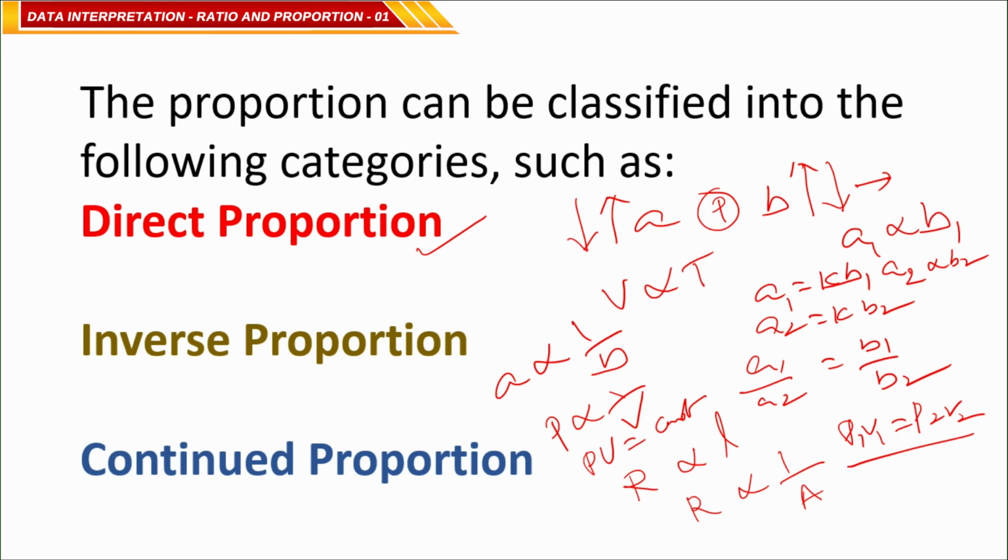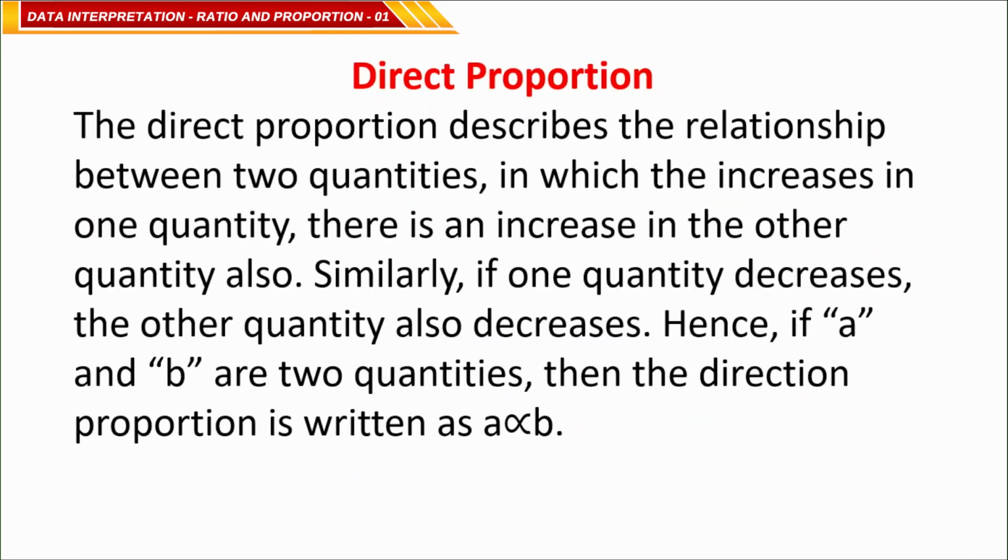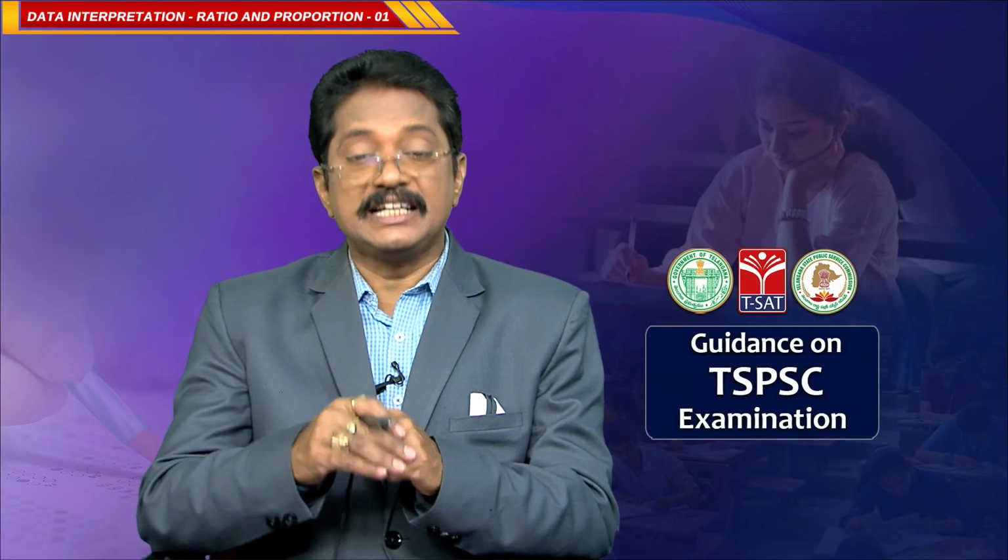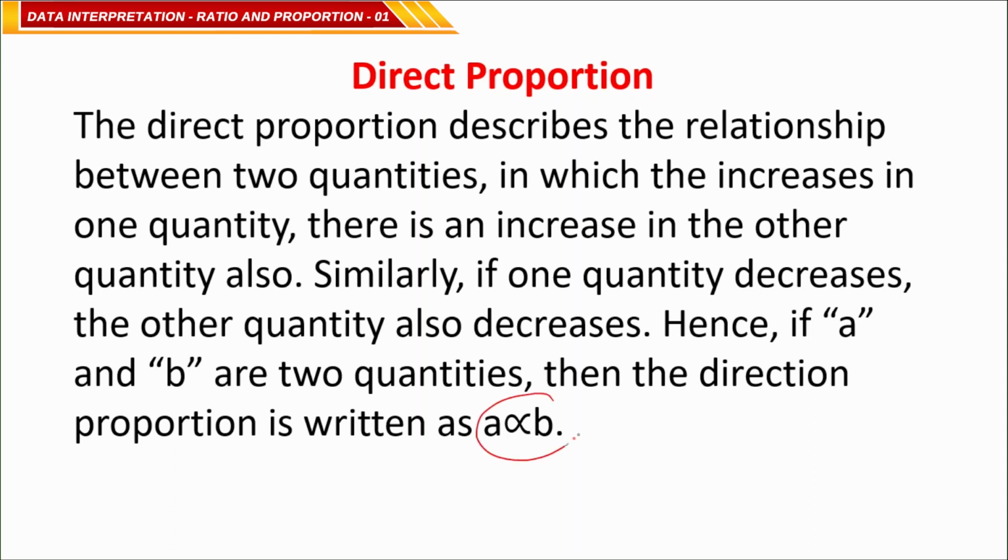Now continued proportion. Before going to discuss all these things, I will discuss one by one once again. The direct proportion describes the relationship between two quantities in which an increase in one quantity causes an increase in the other quantity also. Similarly, if one quantity decreases, the other quantity also decreases, and A and B are said to be such that A is proportional to B. Or you can say A equals KB, or A1 by B1.